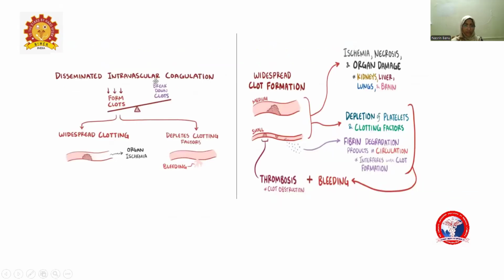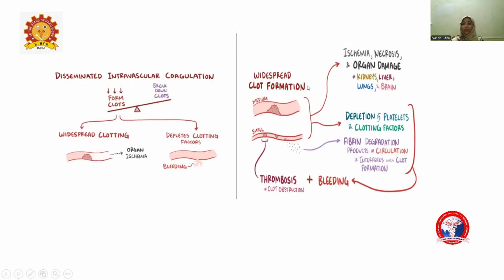There is a balance between breakdown of clots and formation of clots. This balance is lost in patients with DIC. There will be widespread clotting, and the release depletes the clotting factors. On one part there will be continuous bleeding, on the other part there will not be any anticoagulation mechanism. So thrombosis plus bleeding.